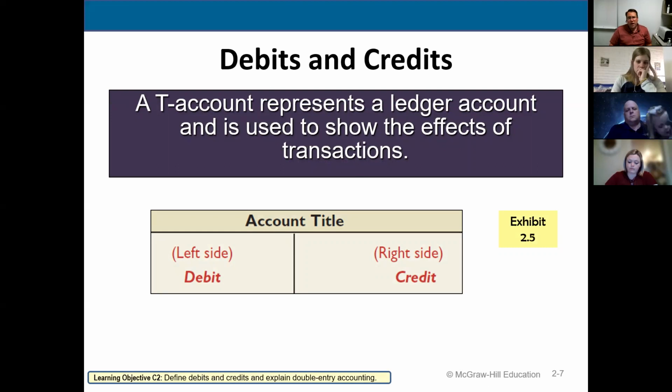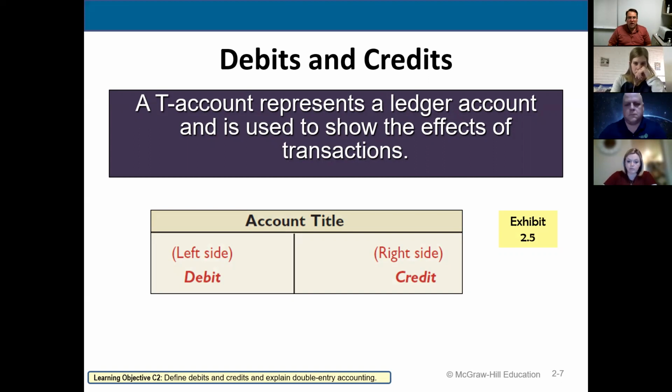All debit means is something entered on the left side of a ledger, and all credit means is something entered on the right side of a ledger. That's it. Debit means left, credit means right. One doesn't mean increase or decrease, because some accounts increase with a debit, but other accounts will increase with a credit. So any attempt to think of it in terms of one's an increase or one's a decrease is confusing. Just think that debit means left, credit means right.